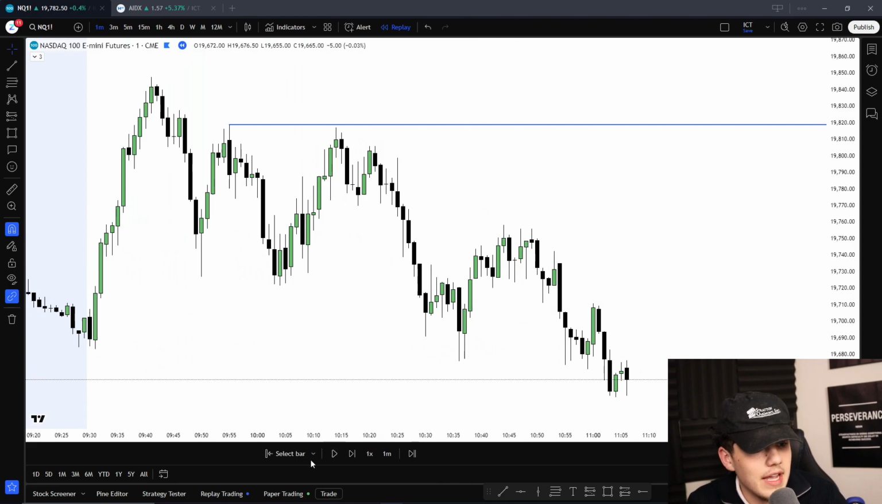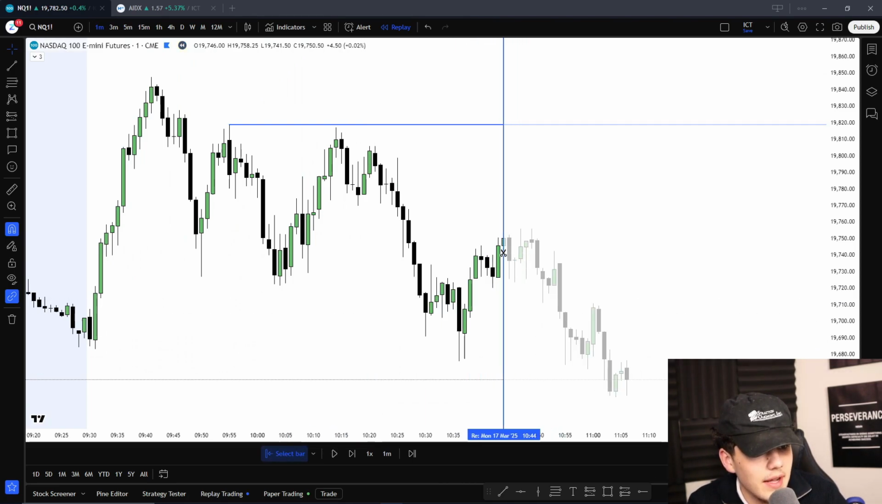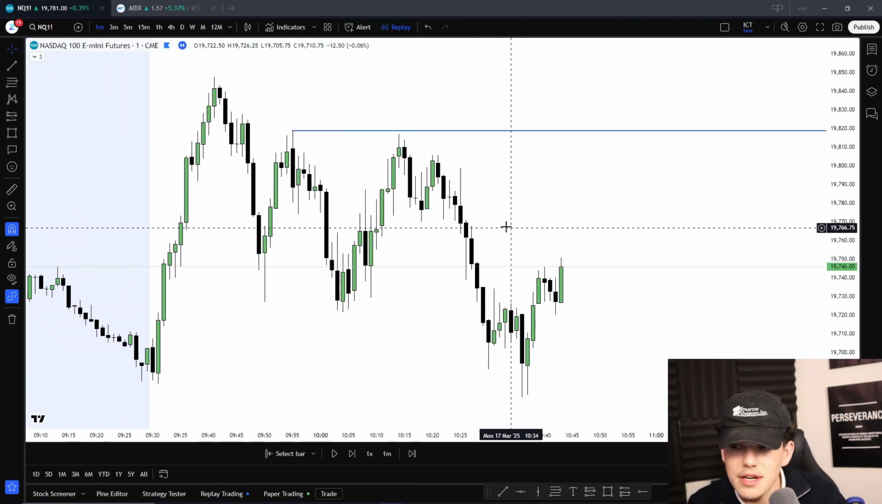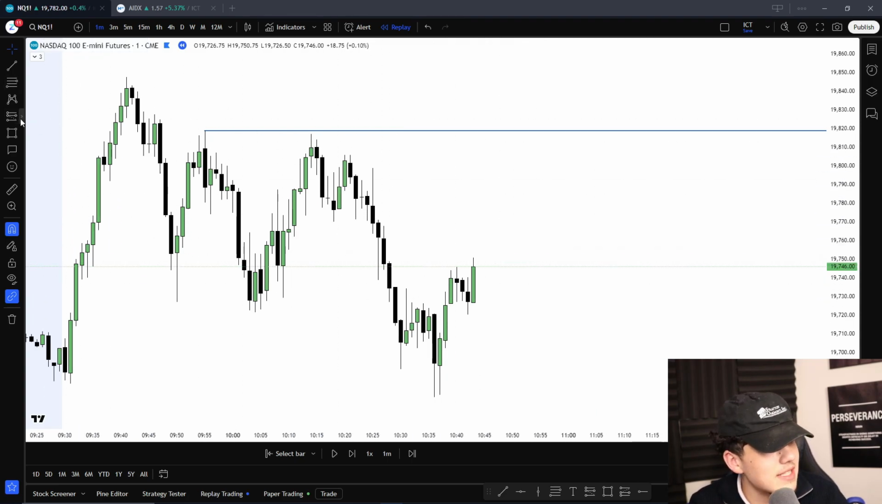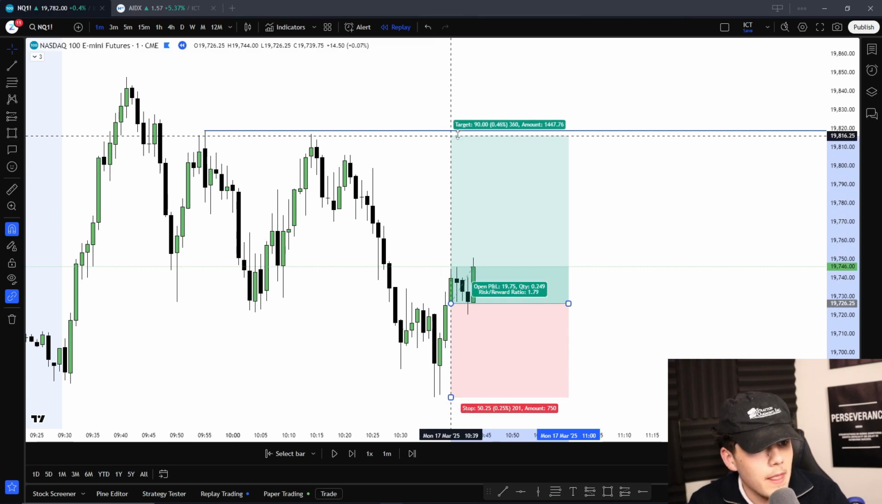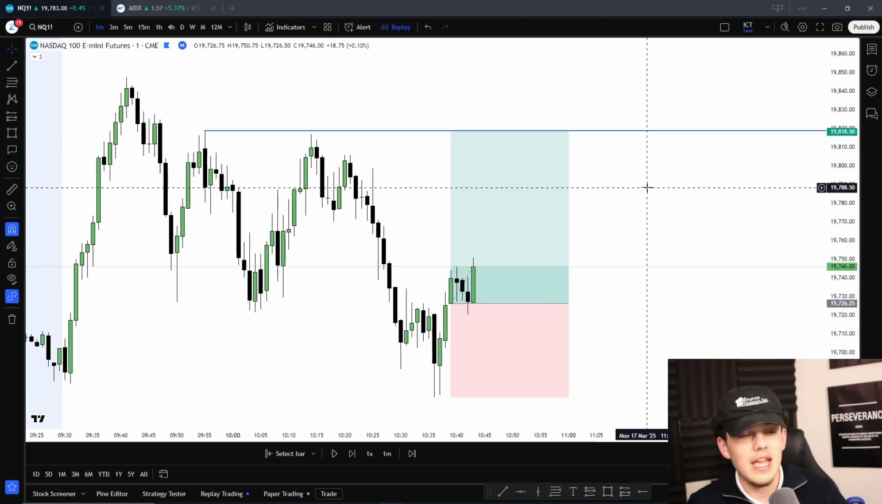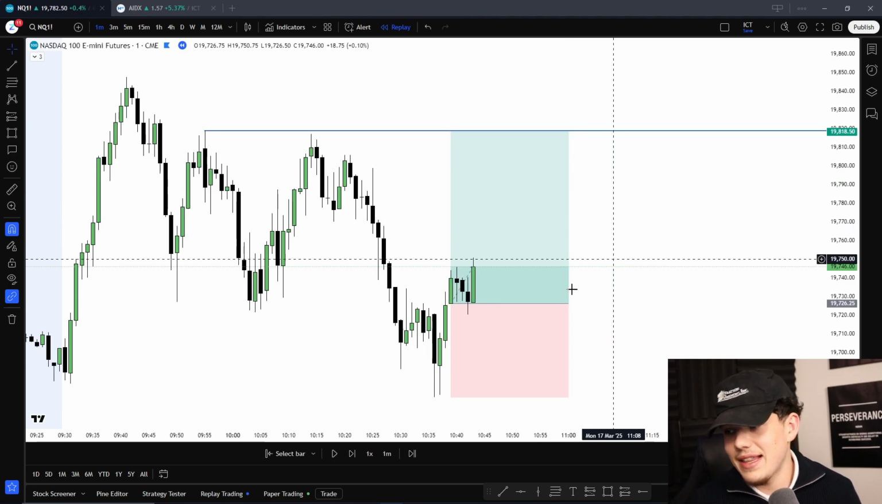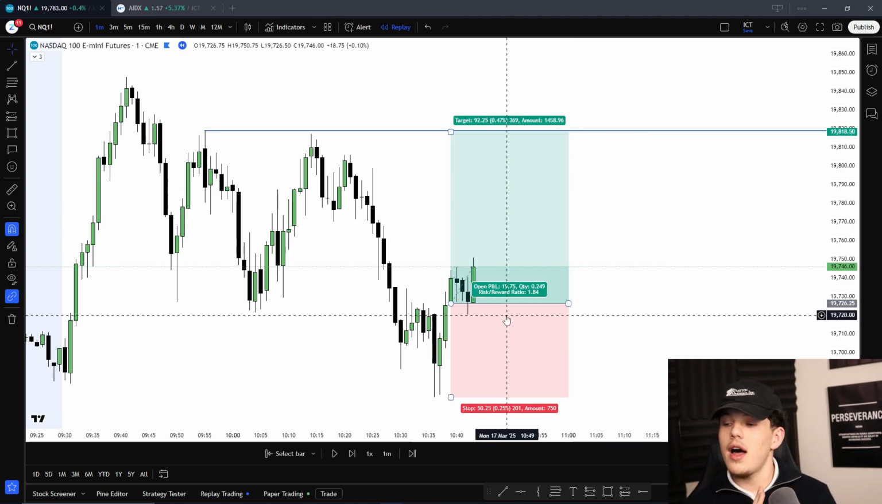A fair value gap. Let me put this back into replay and just show you how tempting this looks in real time. How tempting does this long setup look in real time? If you're watching this video right now, go to the comment section and tell me whether you would take this trade, and be honest with me. Be honest with yourself and be honest with me. Would you take this long setup?